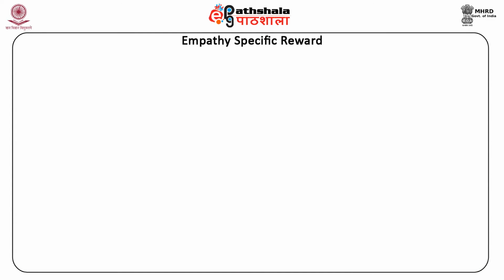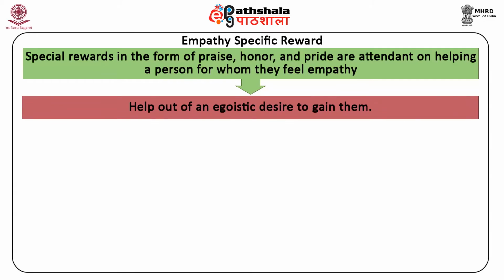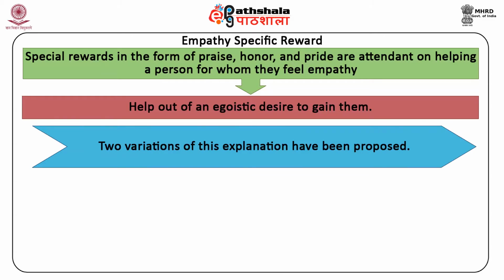Empathy specific reward. The third major egoistic explanation claims that people learn through socialization that special rewards in the form of praise, honor, and pride are attendant on helping a person for whom they feel empathy. As a result, when people feel empathy, they think of these rewards and help out of an egoistic desire to gain them. This form of egoistic explanation has been tested and received no support. But two variations of this explanation have been proposed.